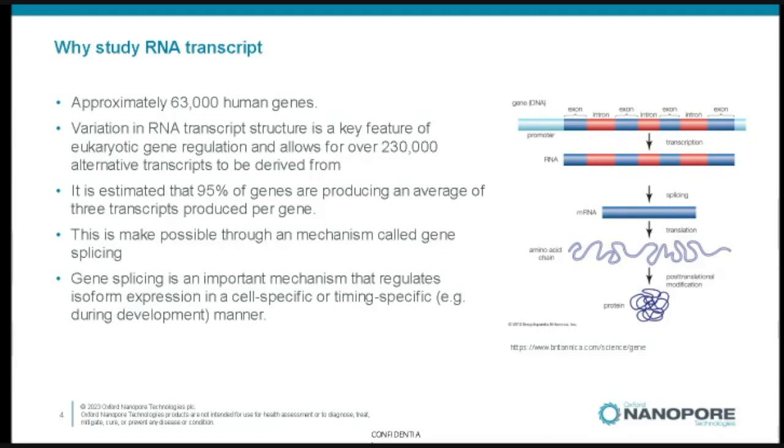three different products. The variation in RNA transcript structure is a key feature of eukaryotic gene regulation, and it has allowed for over 230,000 alternative transcripts to be derived. It's estimated that 95% of genes are producing an average of 3 transcripts per gene. This is possible through a mechanism that we call gene splicing. Gene splicing is an important mechanism that regulates isoform expression in a cell-specific or time-specific manner.